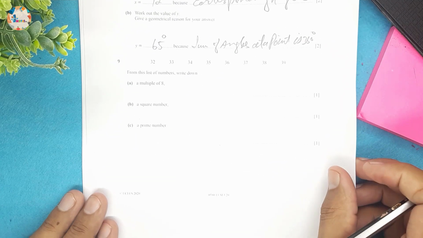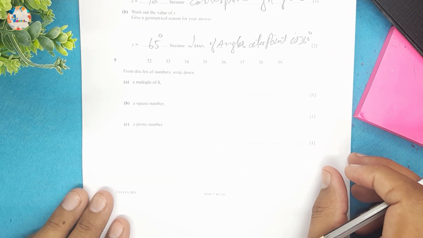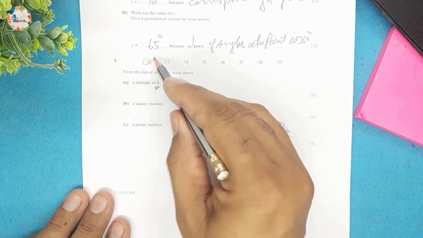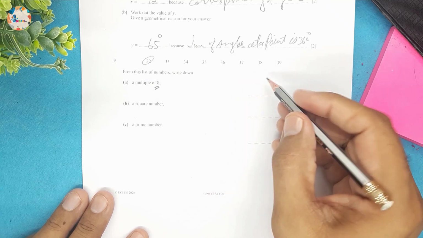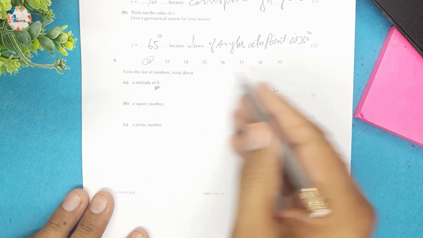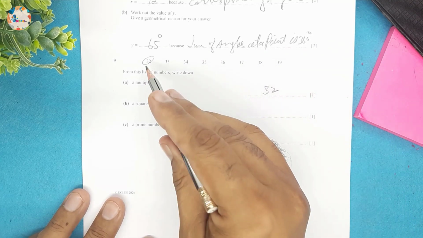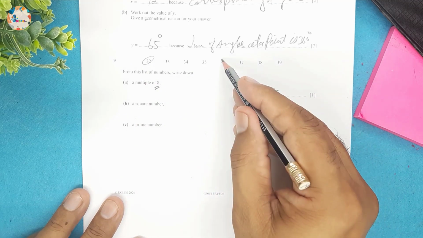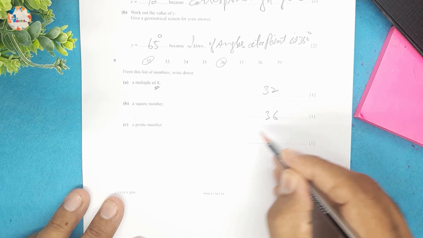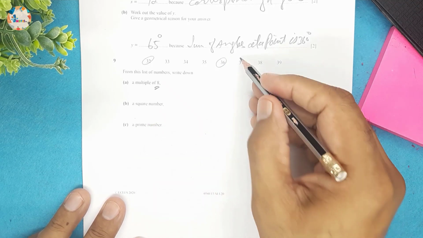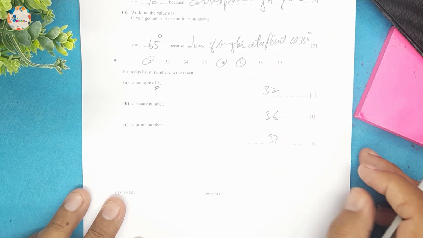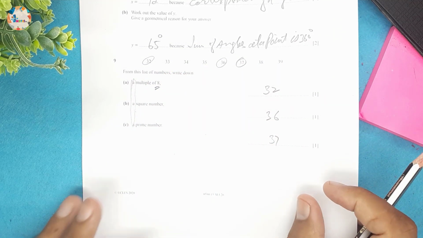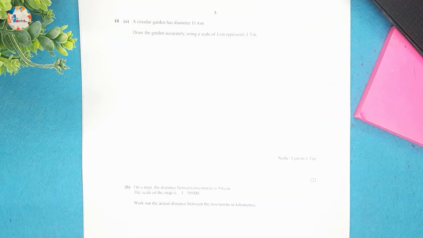Question number 9. From this list of numbers, write down a multiple of 8. So 32 is there, so a multiple of 8 is basically 32. There may be other numbers, so I'm just taking the first one. The square number: 36 is a square number. And a prime number: 37 is a prime number. You can check others, but they are asking for only one. So a square number and a prime number.